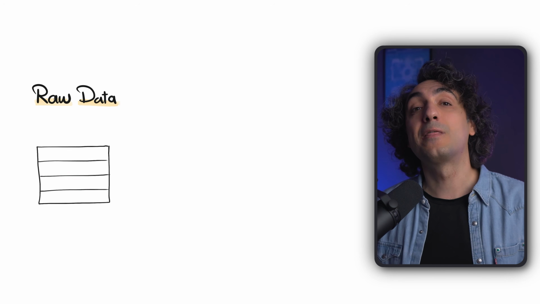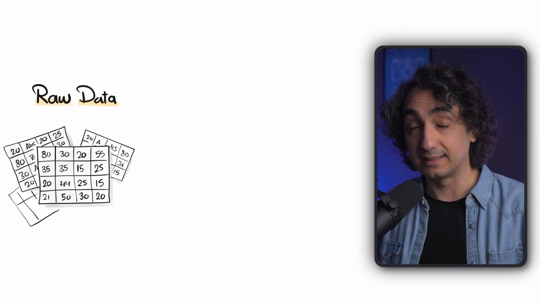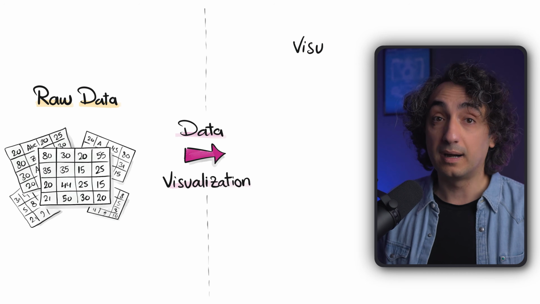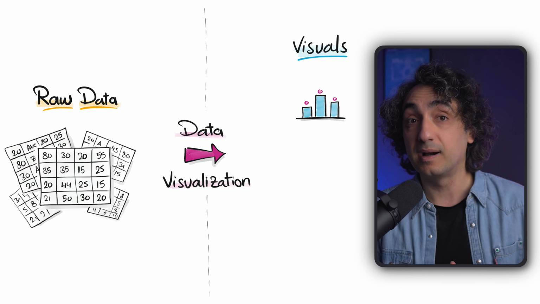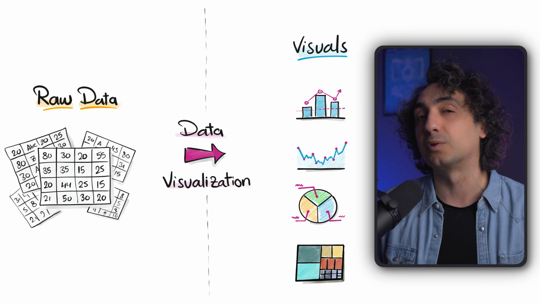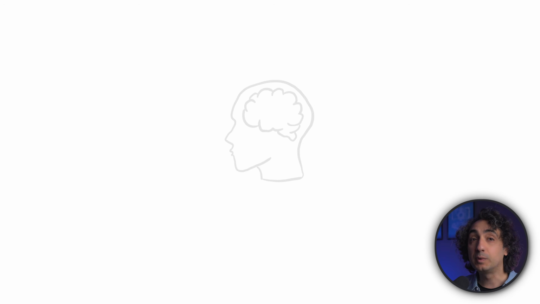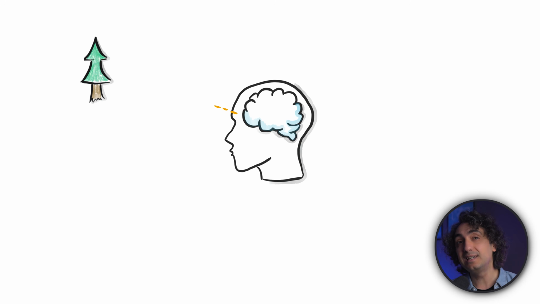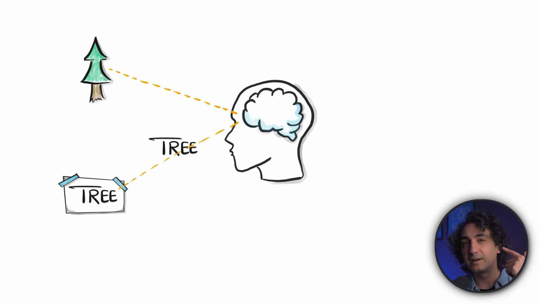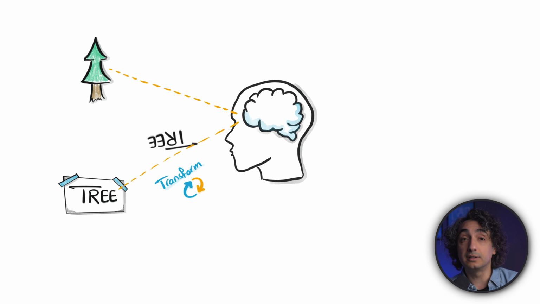Alright, so it is the process of turning raw data and boring numbers into visuals and charts like bar, line, pie charts and heat maps, just to make it easier for humans to understand the complex raw data instantly. Because, my friends, we are visual creatures. If you see a picture of a tree, you're gonna understand it right away. But if you read the word tree, your brain has first to process it and turn it into visual.